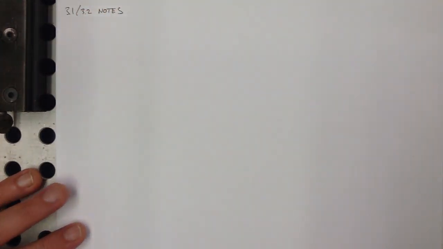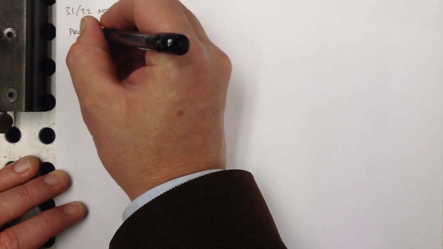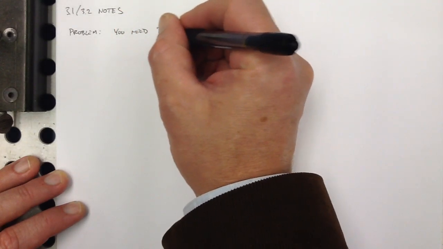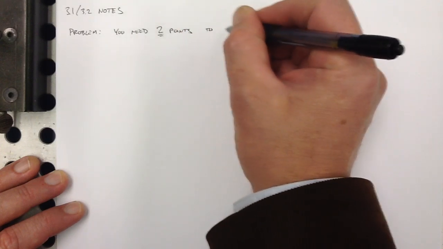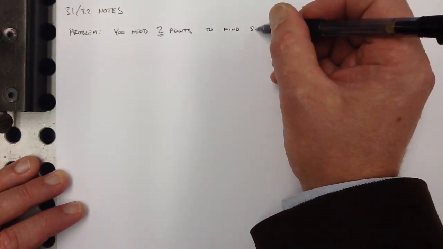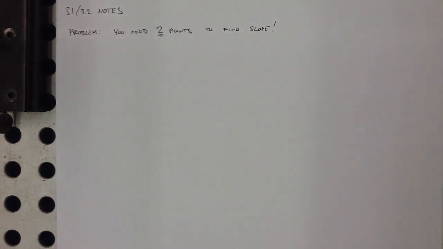In the 3-1 intro notes, we talked a little bit about the idea of finding the slope of a curve at a particular point. I'll just reiterate that the problem is you need 2 points to find slope. Rise over run, y2 minus y1 over x2 minus x1. We all know that stuff, right? So that involves 2 points to find slope. And if we want to find the slope just at one particular point, we don't have another point, because it's the tangent line to that curve, and by definition, that tangent line only hits the curve at one point.